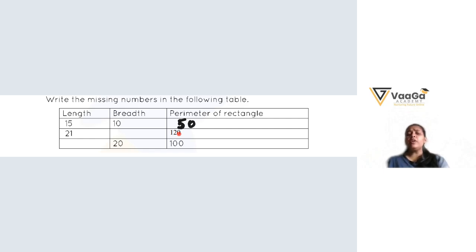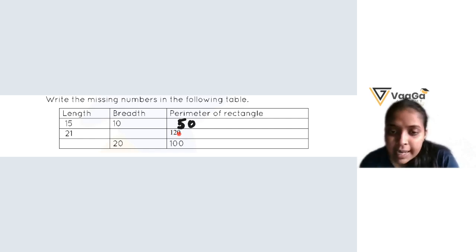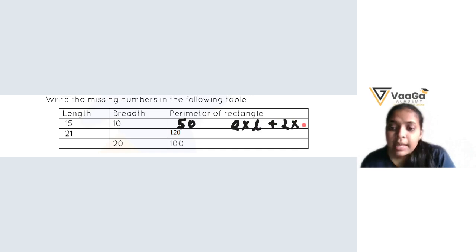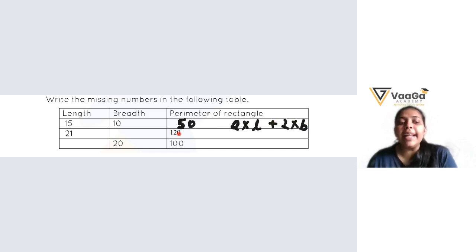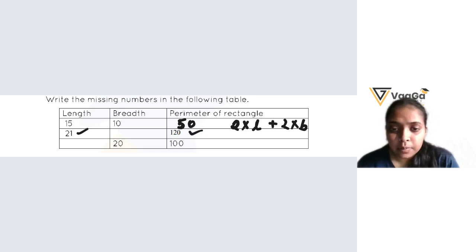Very good. Okay. 2 into length plus 2 into breadth. Okay. Now, if length is given and perimeter is given, can you find the breadth? Yes. Okay. Calculate.